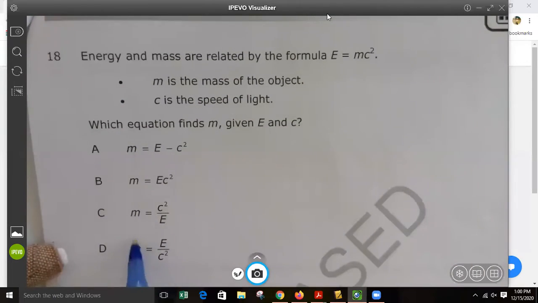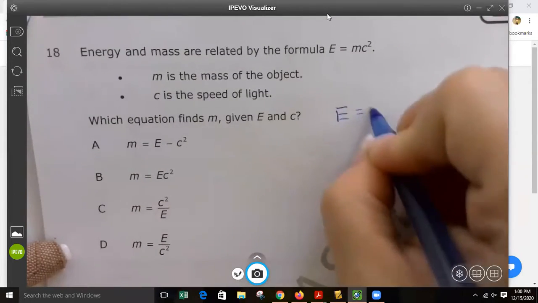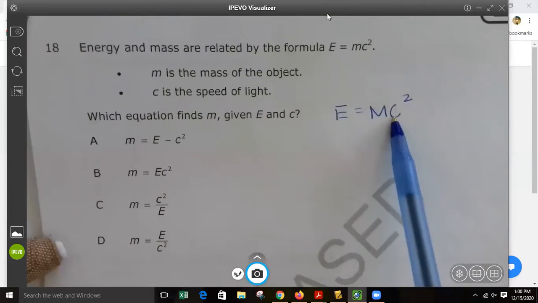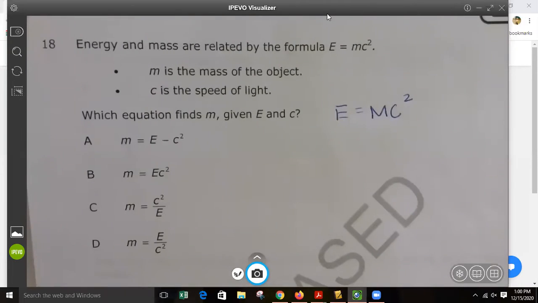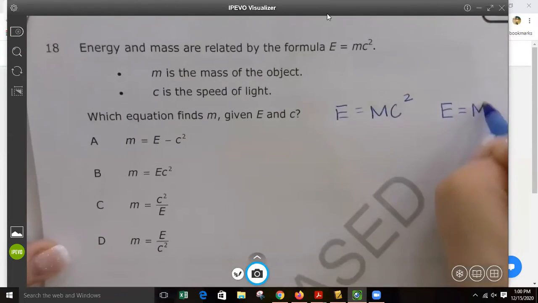So it just wants us to solve for m on this. So we're going to take this equation, E equals mc squared. And how do I get rid of c squared? I just want m. Don't think too hard. It's not anything crazy. What if I had this? You did this perfectly the other day.